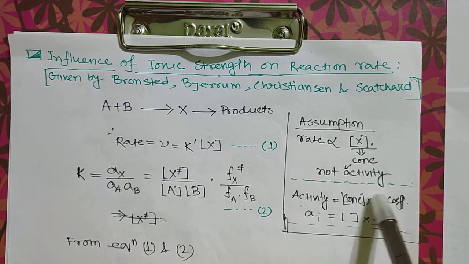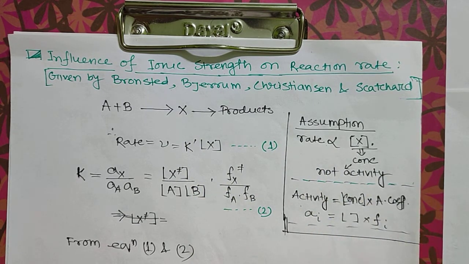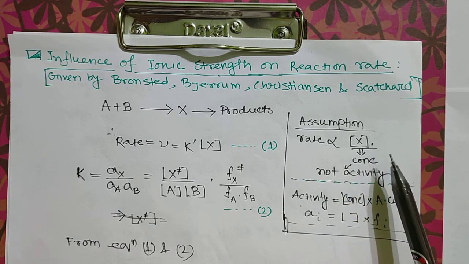In real solutions we have to use activity, not concentration. As you know, activity equals concentration times activity coefficient. Usually we assume the activity coefficient equals 1, which is why we use concentration, so in one way we are using the activity term. Here we use a concentration term, and the rate is directly proportional to the concentration of X.